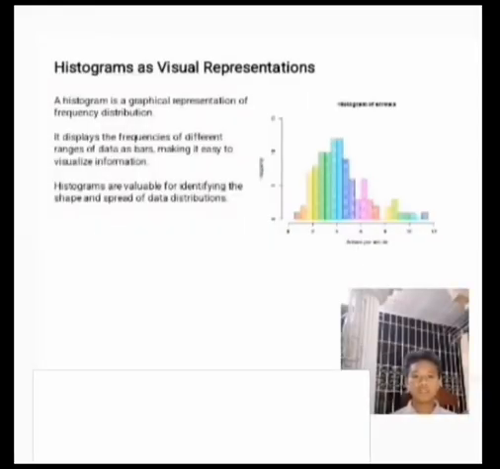Histograms as visual representations. A histogram is a graphical representation of a frequency distribution. It displays the frequency of different ranges of data as bars, making it easy to visualize information. Histograms are valuable for identifying the shape and spread of data distribution.